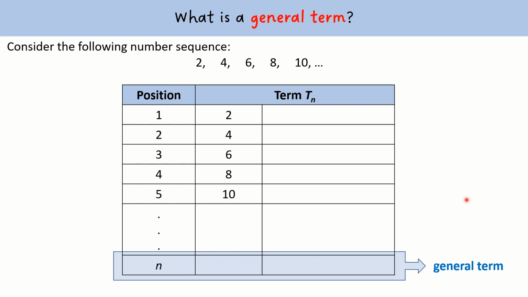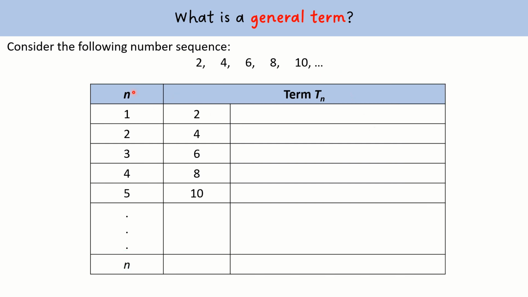Alright, so let's move on to learn how we can generate a formula for this particular number sequence. So let me create my table slightly larger. I have already changed my header over here. Instead of calling it position, I changed it into n. Alright, so I want to figure out the formula for this very last row.